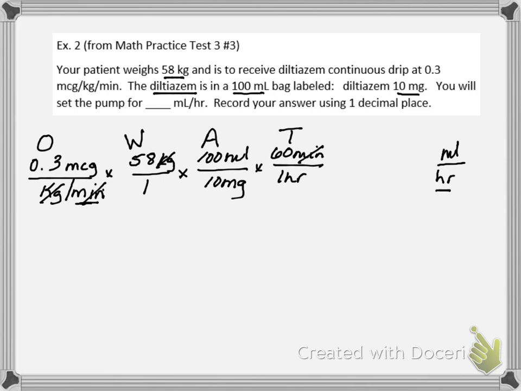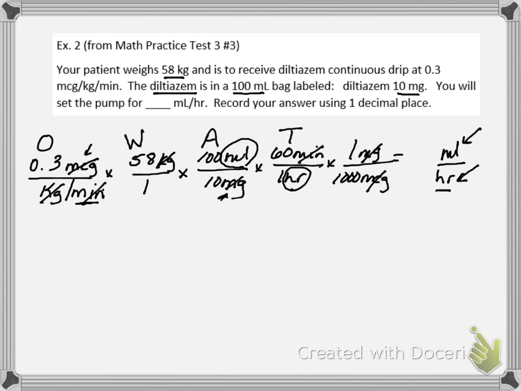And that's about all I can do. So now I see that I have left the mcgs and the milligrams, and I know there's a conversion for those, and that's 1,000 mcgs is 1 milligram. So now I can cross out mcgs and I can cross out milligrams. I look across the top, I have mLs remaining, and that's what I needed here. I look across the bottom, I have hours remaining, and that's what I needed here.